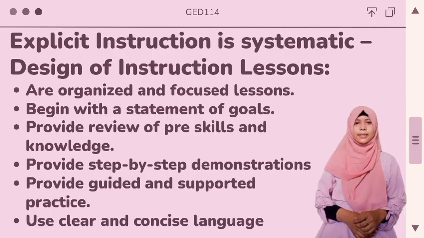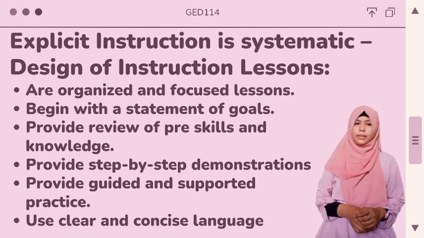Since you are using a systematized explicit instruction, the design of the instruction lesson should have the following characteristics. Number 1, it is organized and focused lessons. Since you are teaching directly, make sure your lesson is clear and should have a single focused lesson only. Avoid making your lesson jump from one to another.